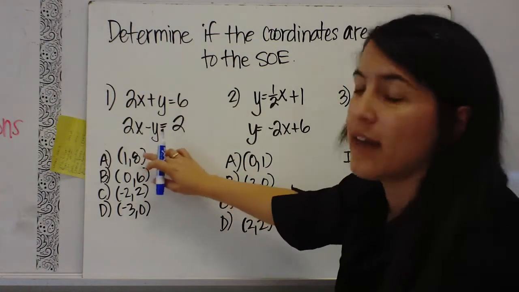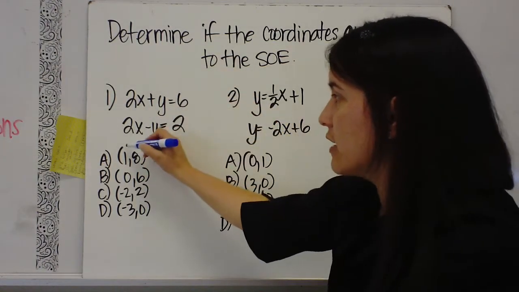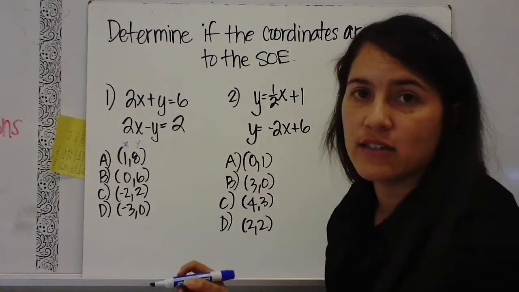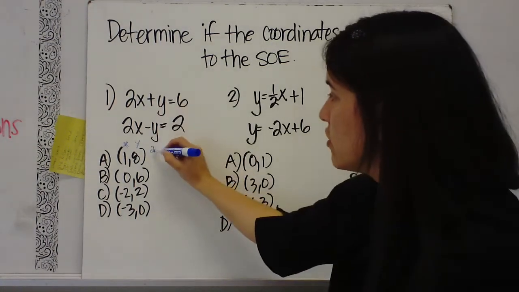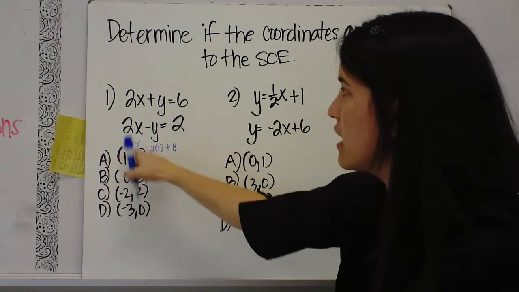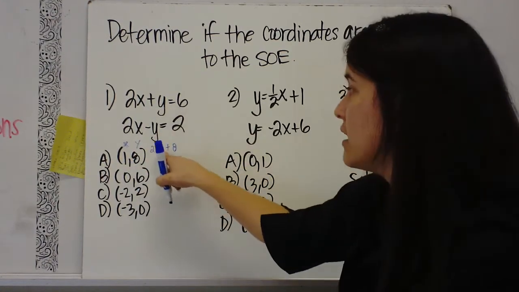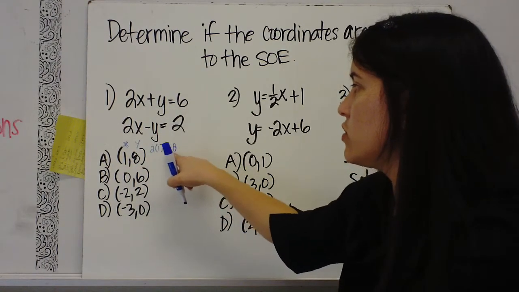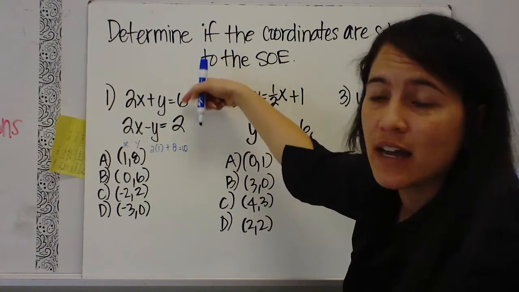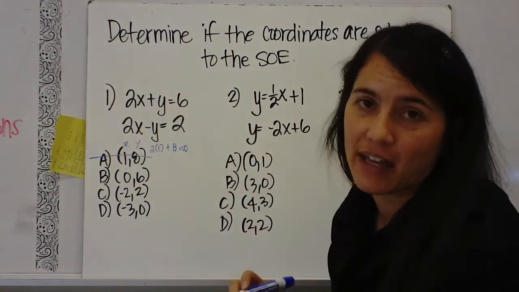So let's start with (1, 8). And let's just take the first equation right here. The x is 1 and the y is 8. So we would plug it in. 2 times 1 plus 8. So 2x is 2 times 1, plus y is plus 8. So 2 times 1 is 2, 2 plus 8 is 10. But we need 6. So 10 does not equal 6, so that does not work. So we know it's not A.